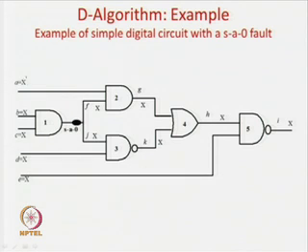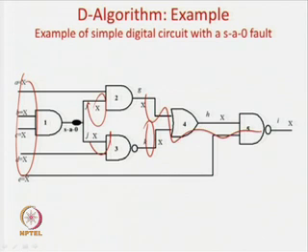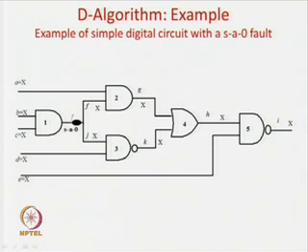You can observe that all the nets have X, so everything has been initialized to X. Now this is a stuck-at-0 fault at this one. So we want to find a test pattern by the sensitize, propagate and justify approach of D algorithm for this stuck-at fault. So this is the first step, and you know that.